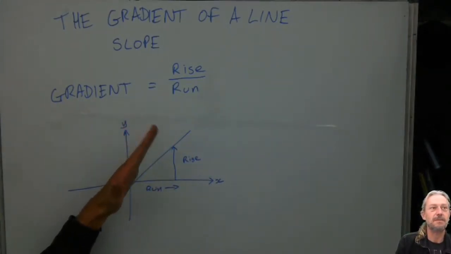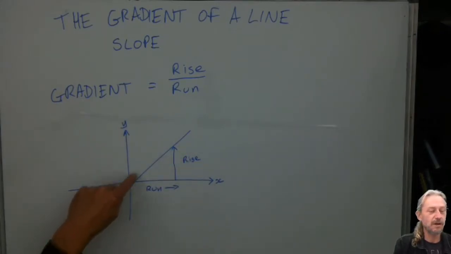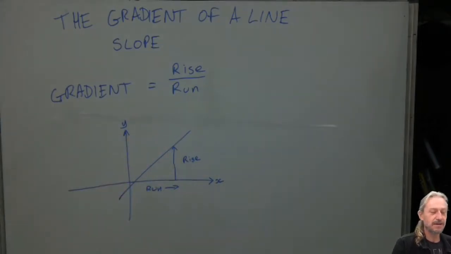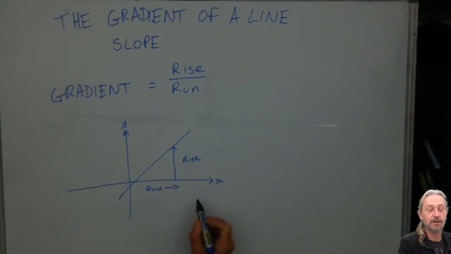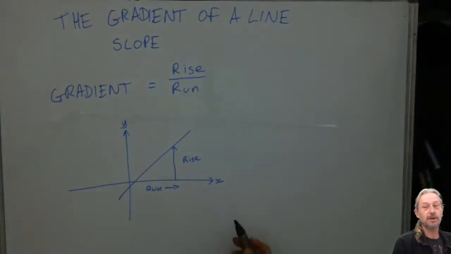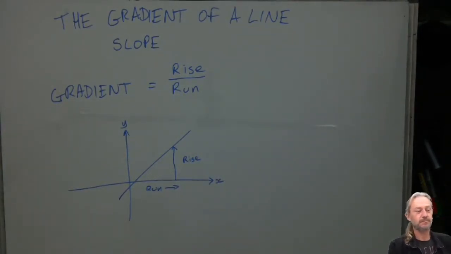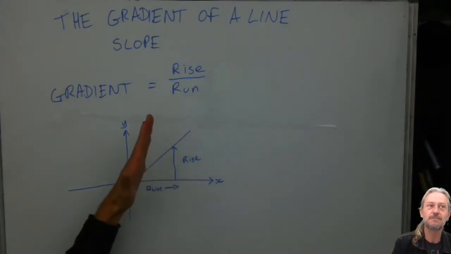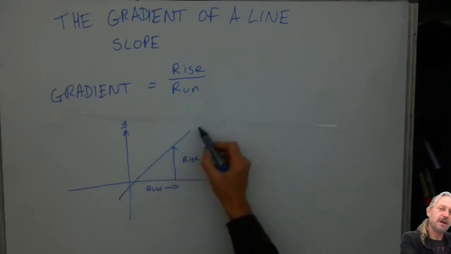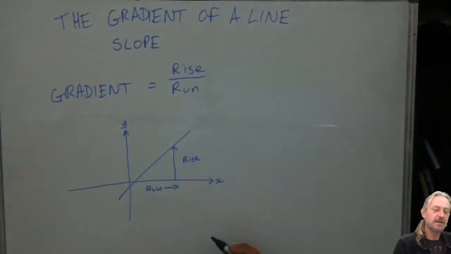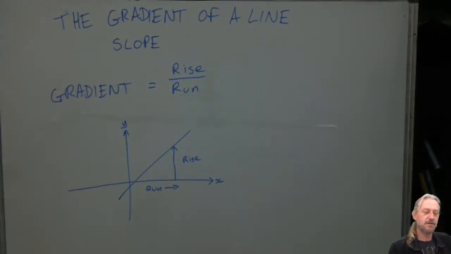And the slope is talking about how steep. Think of walking up. If you were walking up this hill, the gradient of the hill is for every however many meters you go this direction, the hill goes up. So a really steep hill has a bigger gradient.